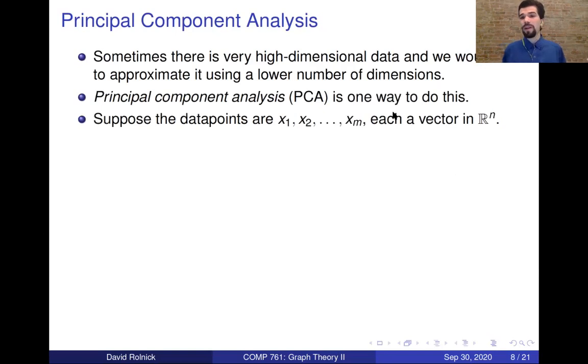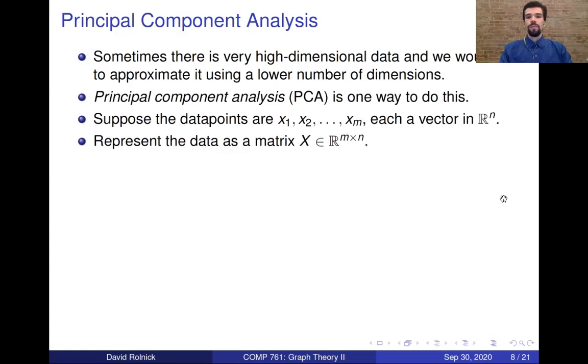Suppose we have some data points, we have m different data points, and each of them is a vector in R^n. We can represent this data as a matrix, a matrix X in R^(n×n).